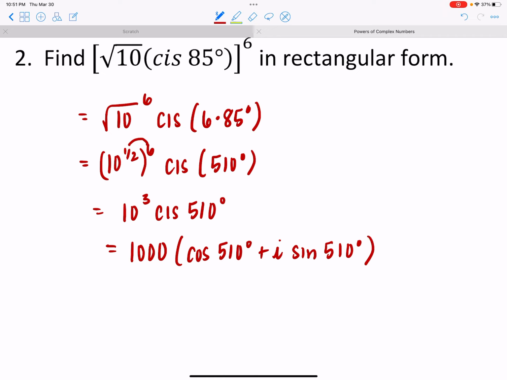And now, again, we want to take it to rectangular form, so I have to evaluate this. So we're going to be looking at 1,000 times, we have to figure out the cosine of 510. Now 510 is not explicitly on our unit circle, but we can find a coterminal angle and see if it is. So remember, we can always add and subtract factors of 360 to get coterminal angles. So if I took 510 degrees and subtracted out 360 degrees, we're looking at 150 degrees.